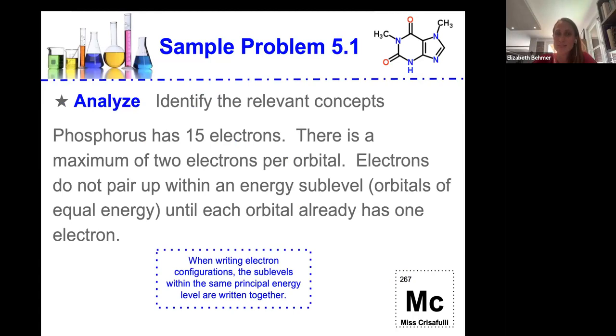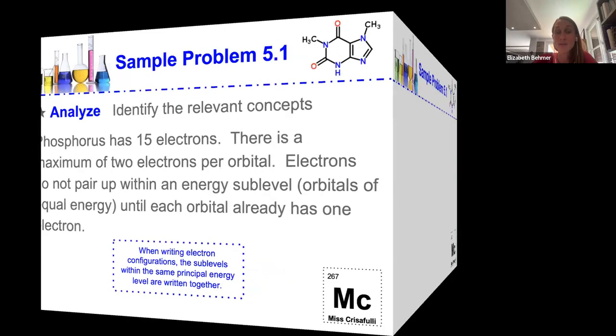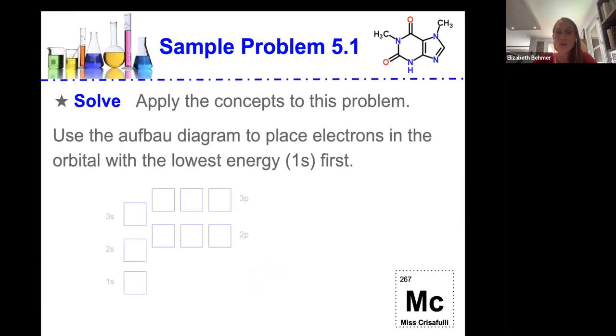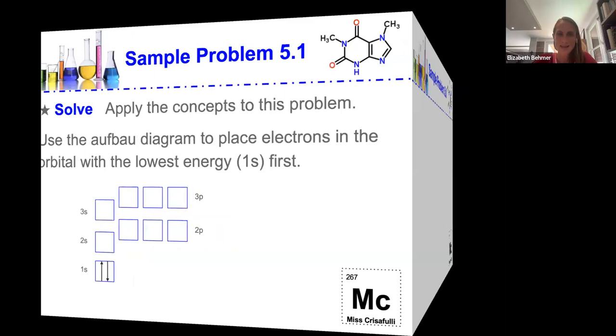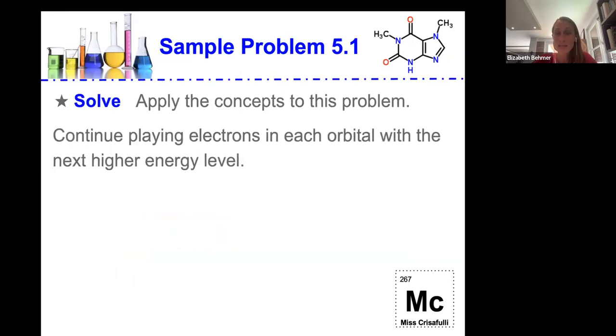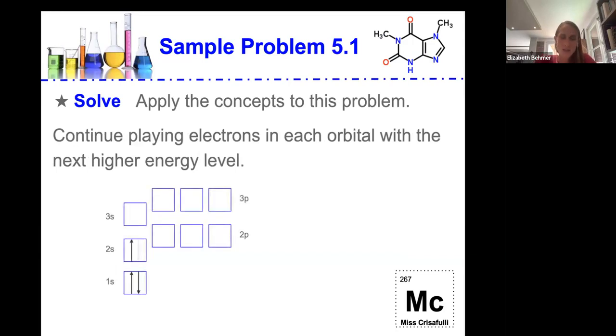So let's apply the concepts. Let's use our Aufbau diagram to place electrons in the orbital with the lowest energy, 1s, first. So there we place 2. We'll continue putting electrons in each orbital with the next higher energy level. So we'll add 2 more to the 2s level, and then we'll continue filling up. But remember, we fill up each individual orbital first, and then we add in the downward paired electron. So what are we at so far? 1, 2, 3, 4, 5, 6, 7, 8, 9, 10.